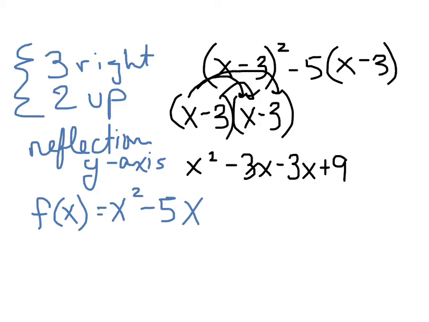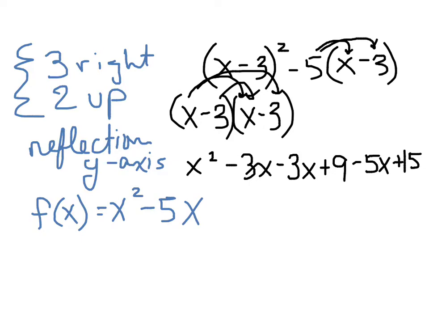Okay? Now I know that I have some more cleaning up to do, but I'm going to also multiply here because this also needs to be done. What's negative 5 times x? And what's negative 5 times negative 3? 15.